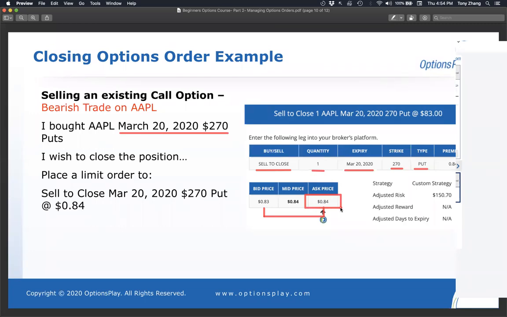And likely you might have to wait maybe a few minutes, but usually you'll be able to get filled when you see spreads this tight, even if you put in at the best possible price to sell it for, because when you're selling, you want to sell at the highest possible price. So the midpoint here is 84 cents. I'm going to try to sell it for 84 cents, and that's likely what you will receive on a closing order. And I'll just show you real quick.